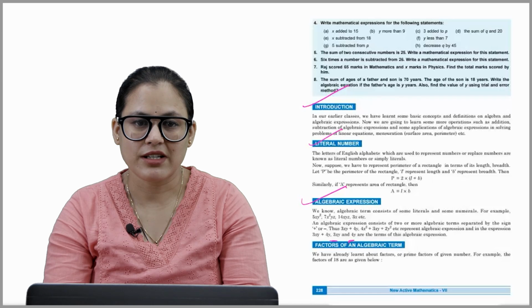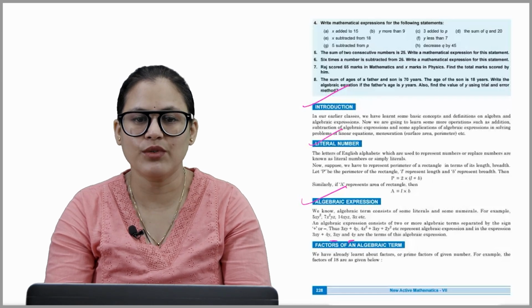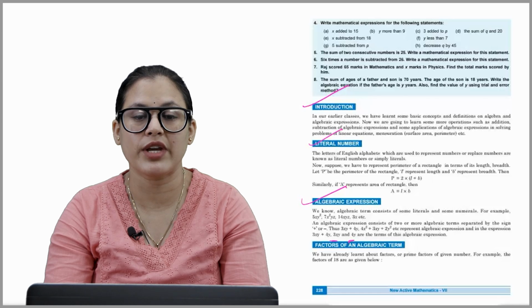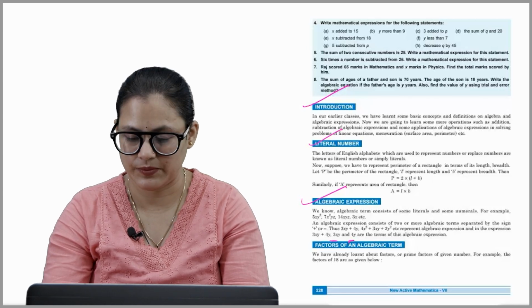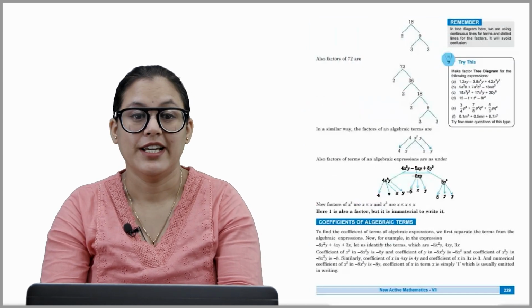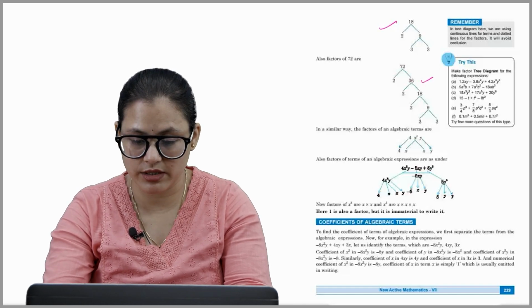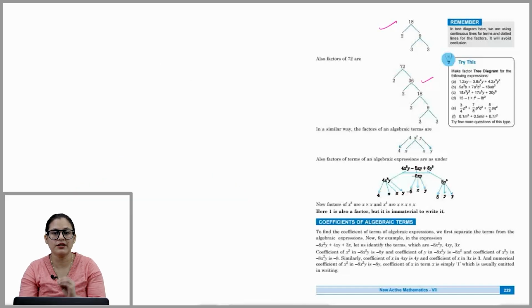Okay. Factors of an algebraic term. We have already learned about factors and prime factors of a given number. For example, the factors of 18 are as given below. See, these are the factors of 18. Also, the factors of 72 are given here. In a similar way, the factors of an algebraic term are like this.